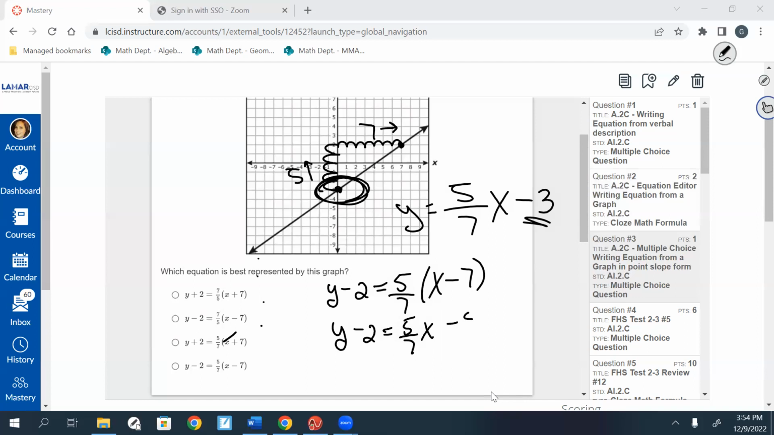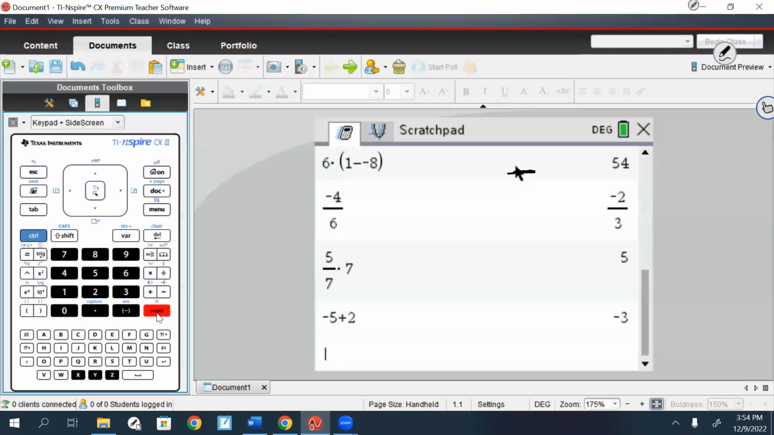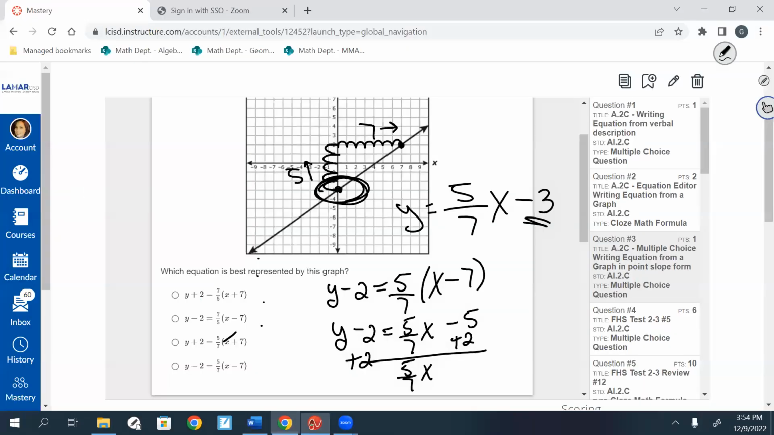That would be -5. And then now here I have a -2 next to the y. So I'm going to use a +2 to move that. So you have 5/7x, and I'm going to type in -5 and I'm adding 2, which will give me -3. Which is what I am actually looking for. So -3. So this one and that one, they match. So that's our final answer.